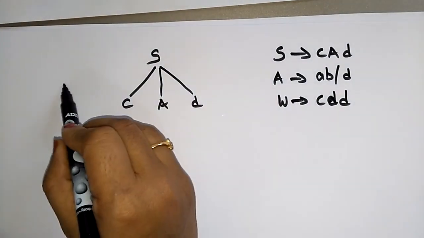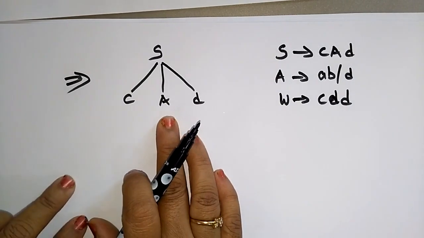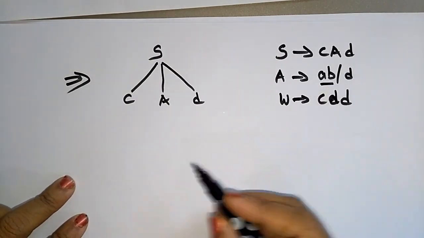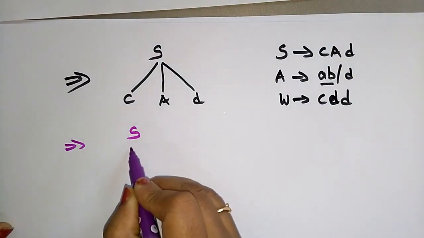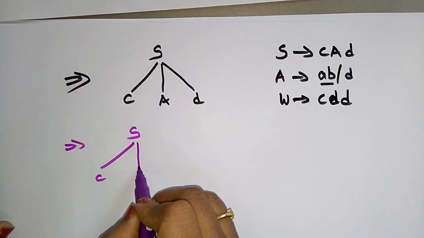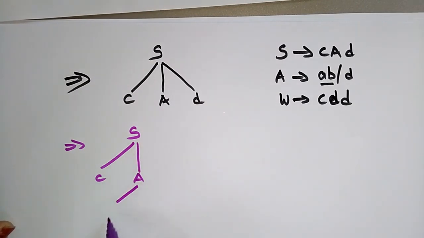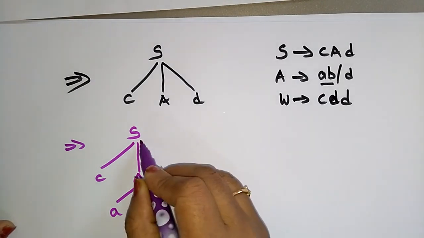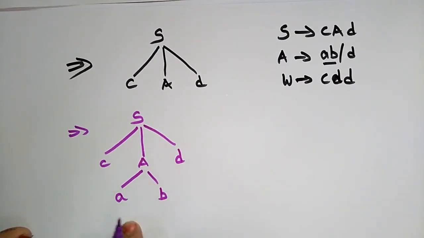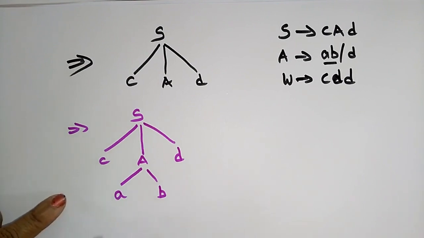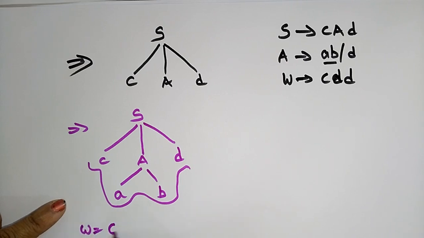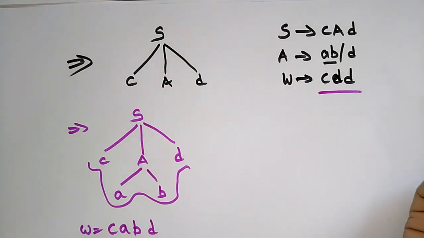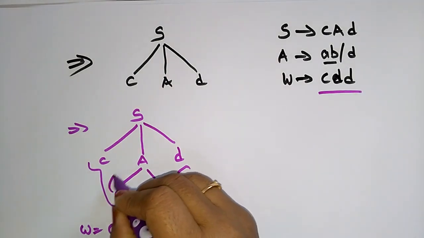Now let's see. This is the first step. In place of A, first substitute ab. In place of S, I am substituting cAd, and in place of A, you substitute a and b, and this is d. Is it matching with the input string or not? Let's check. What is the final string you get? That is w equal to cabd. Is it matching with the input string? No, it is not matching. So what do you have to do? Again, you need to backtrack.